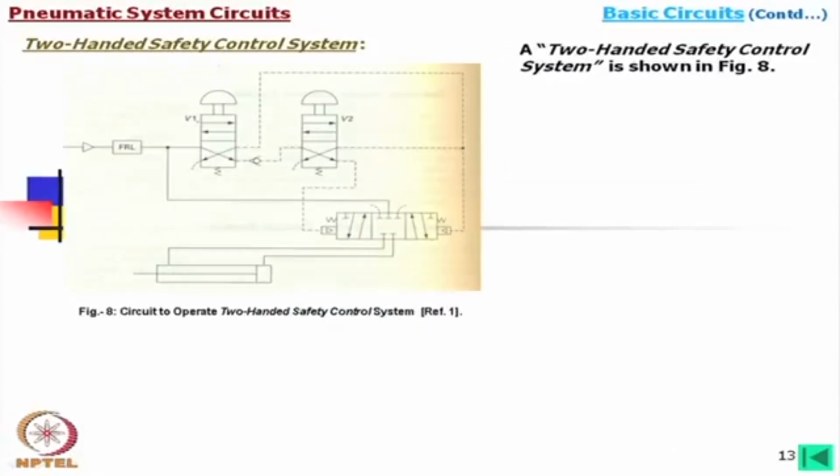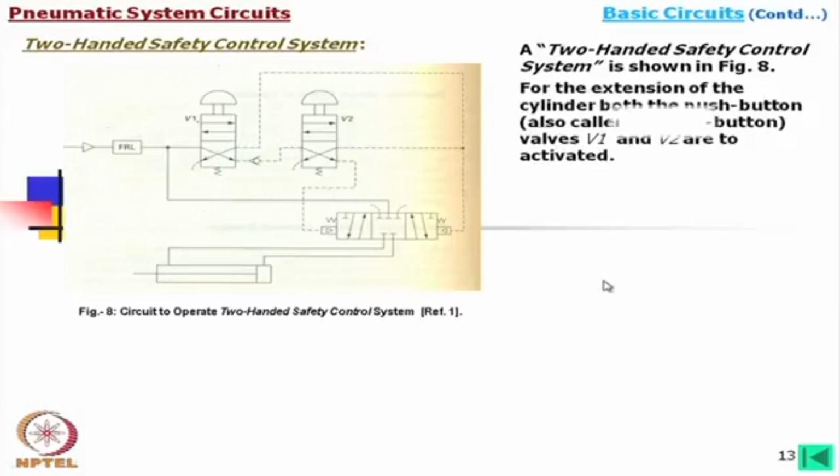Now, another very important operation, usually with pneumatic, but it can be with hydraulic also, is called the two-handed safety control system. In this two-handed safety control valve system, we have a double acting cylinder here. How many ports? We have 5 ports and 3 positions. This is the neutral position. So, we should call this a 5/3 DCV, and these are 4/2 push button type valves.